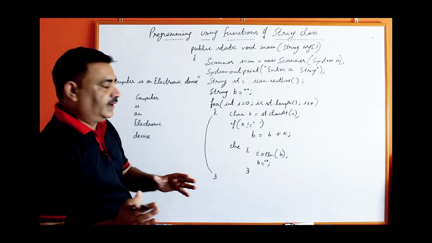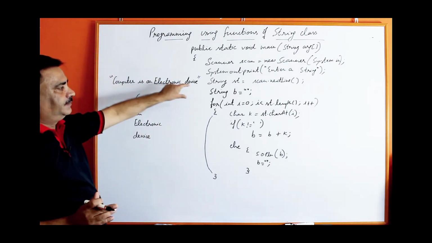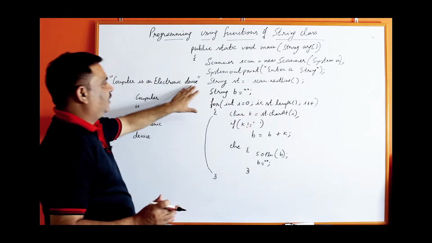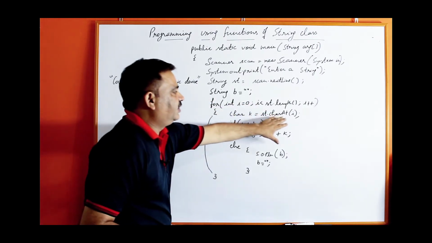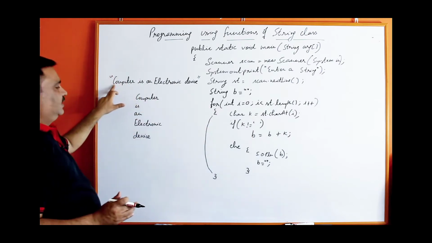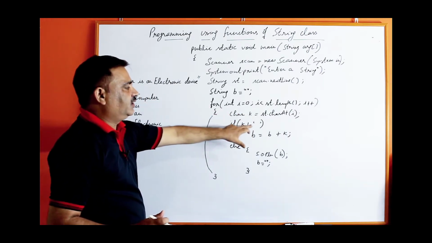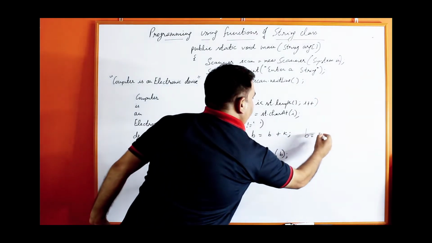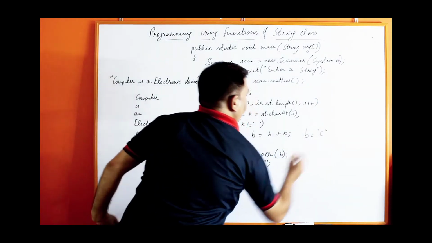Now, try to understand the working with the help of this statement. Using this statement, the loop starts from 0 to the length, up to here. So, the first character is at index 0, which is c. C will be extracted, which is not a space, so concatenate it into b. So, the value of b will be c.